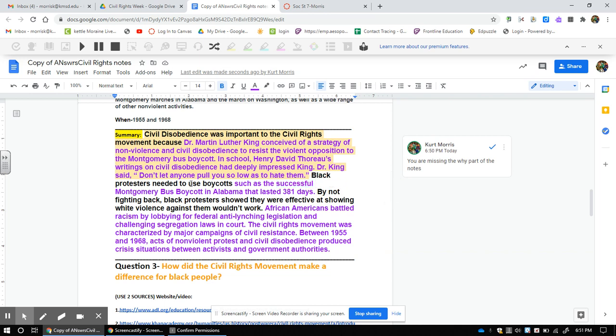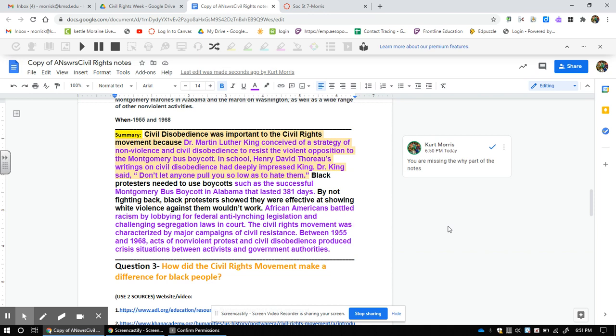Make sure they know. Oh, you need to capitalize. You need to capitalize Black because it starts a sentence, or you need to capitalize civil rights movement. You need to let people know that they need to work on this and make it right before they turn their notes in, because I'm going to grade them.